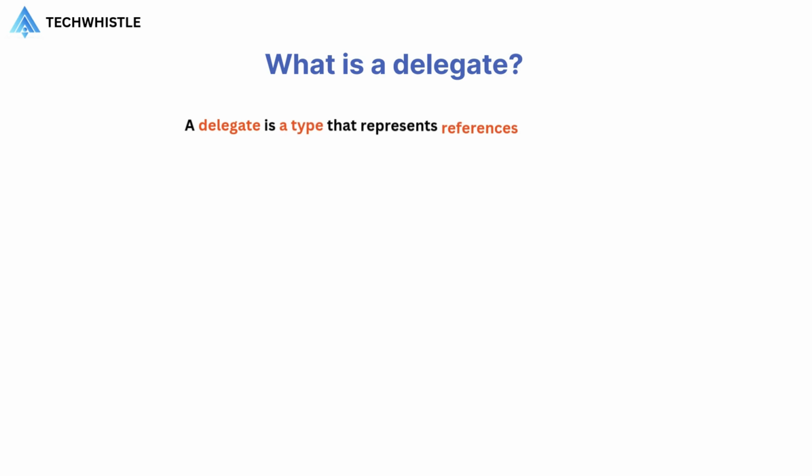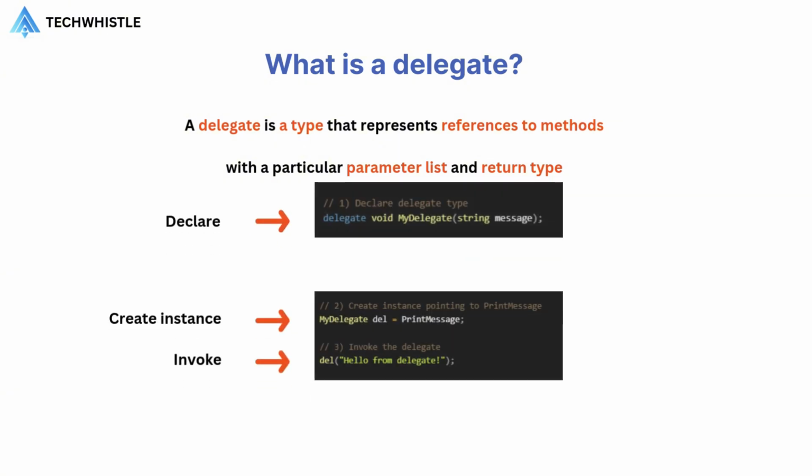A delegate is a type that represents references to methods with a particular parameter list and return type. Once a delegate type is declared, you can create instances that reference any method with a matching signature. All right, let's code the simplest example. Declare the delegate, point it at a method, and invoke it.